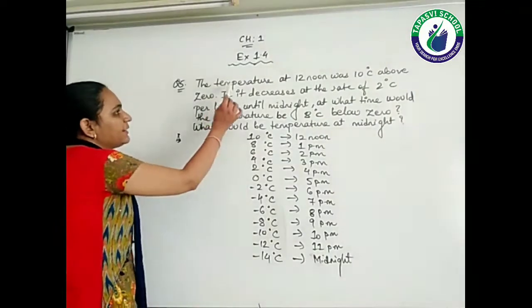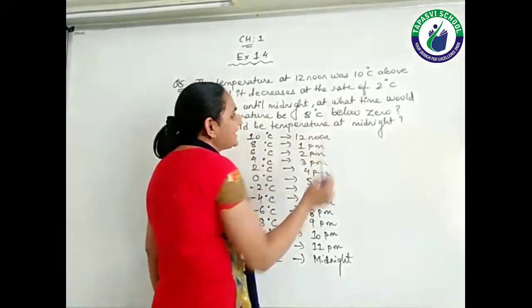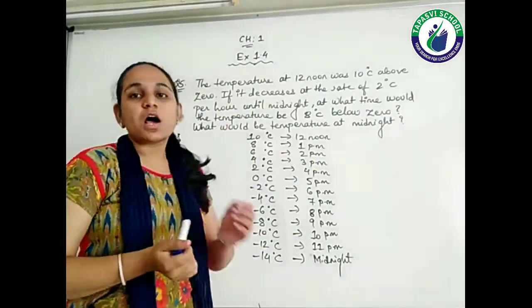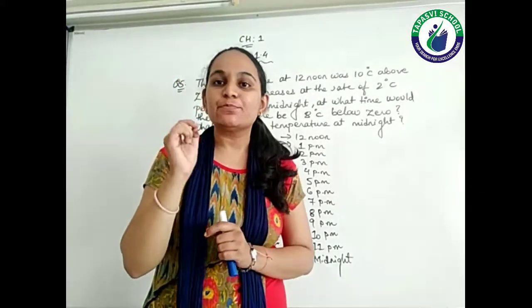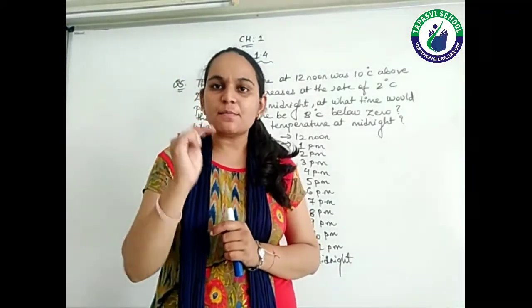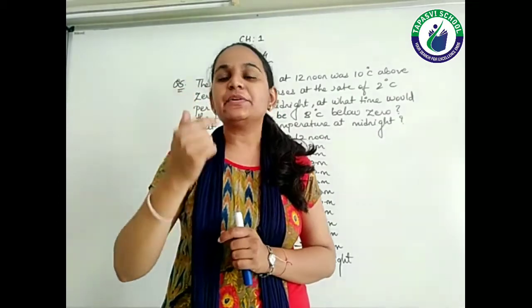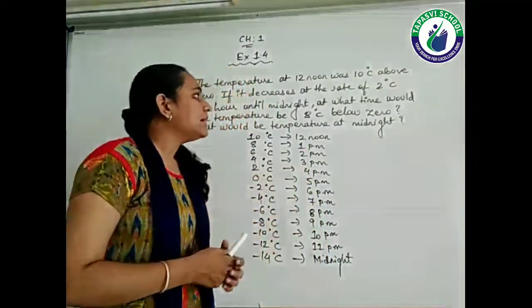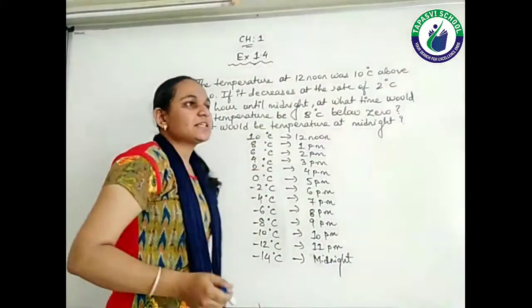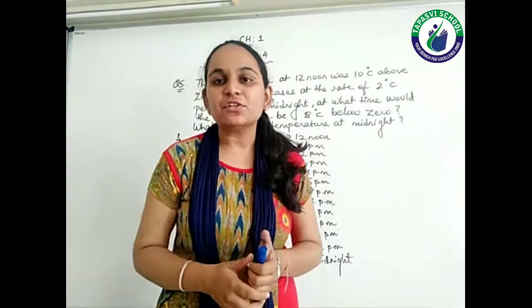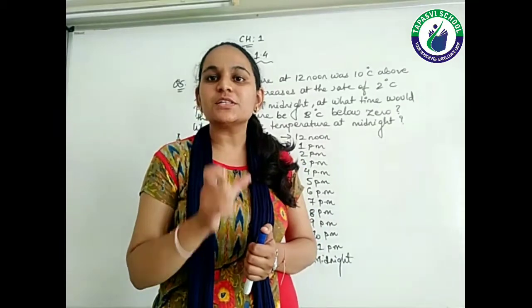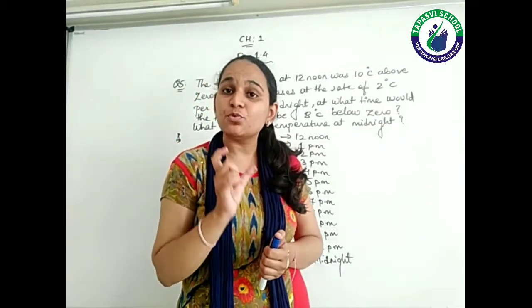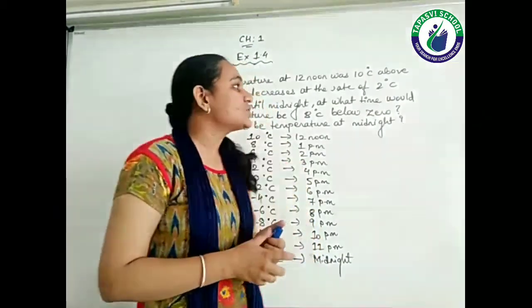Okay students, now let's see question number 5. The temperature at 12 noon was 10 degrees Celsius above 0. Above 0, students, means it is positive 10. If it is written below 0, that means it is to be considered as minus 10. Now at 12 noon, that means 12 o'clock in the afternoon, the temperature was 10 degrees Celsius, that means positive 10 degrees Celsius.